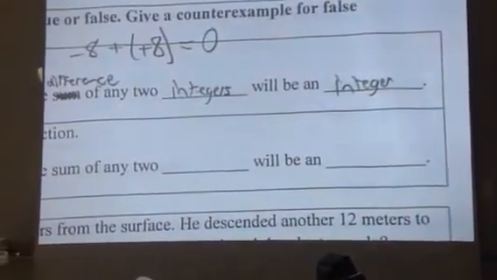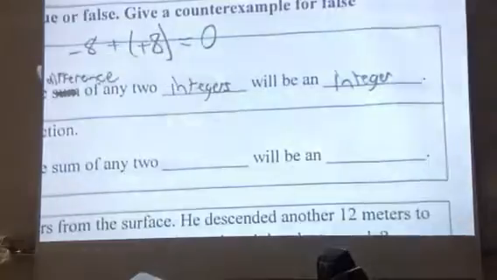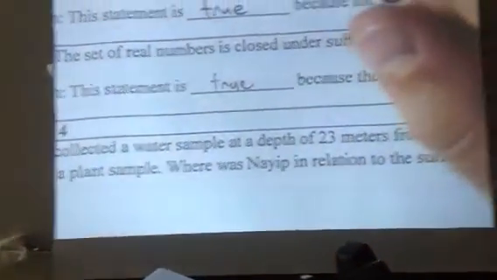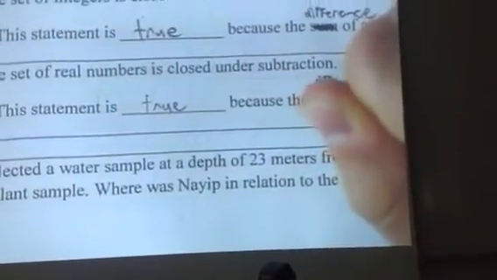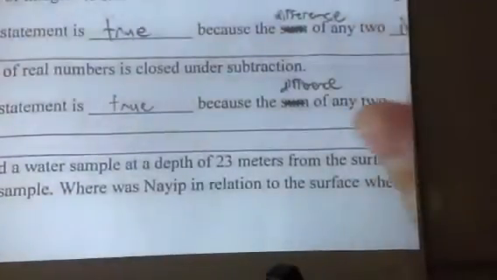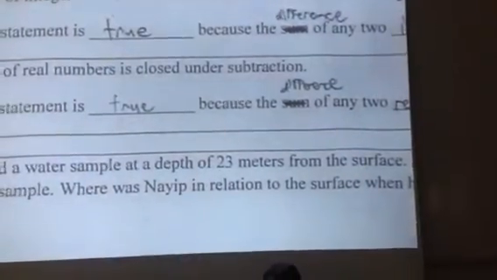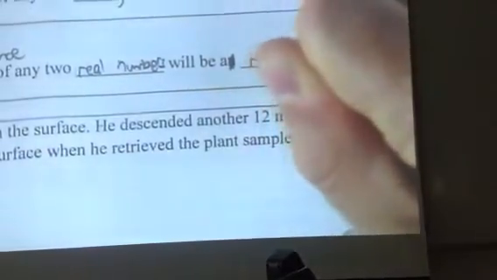The set of real numbers is closed under subtraction. If you're dealing with any real number, if you subtract another real number, you're always going to get a real number. So you know that that is true. So this statement is true because again, that should be difference, not sum. Be sure you change those to difference. The difference of any two real numbers will be a, not an, there are some misprints here, will be a real number.